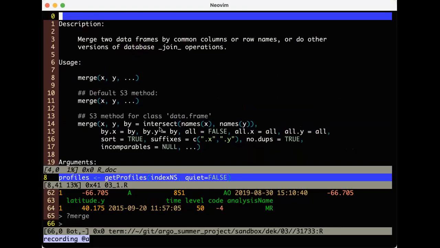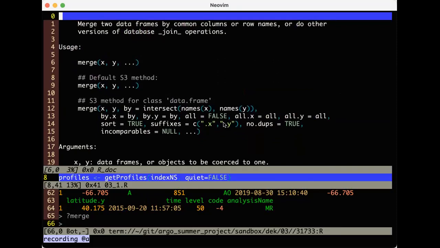And you can look at this. You can see it's finding the intersection of the names, etc. It can do tons of stuff. I suggest you learn about it if you think this is useful.